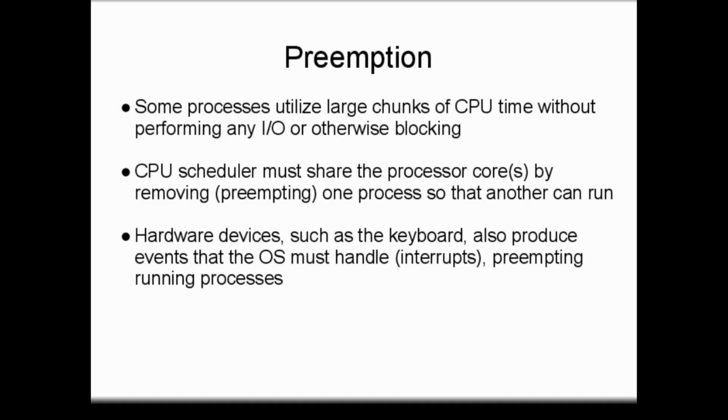Some processes are CPU bound, which means they perform large computations with few I/O requests or other blocking operations. In order to enable the system to service other processes and effectively implement multiprogramming, the CPU scheduler must preempt these types of processes. Preemption involuntarily saves the process state, removes the process from execution, and allows another process to run.